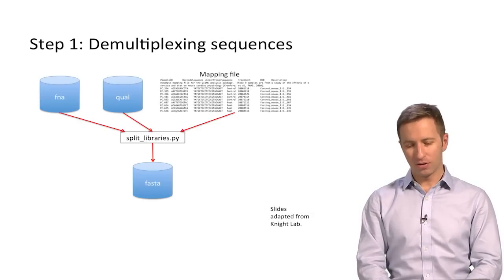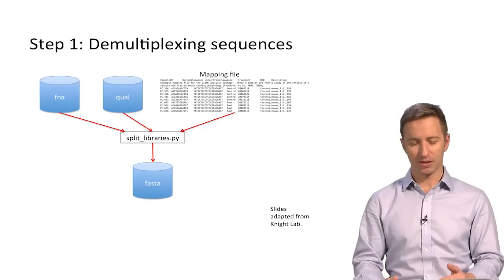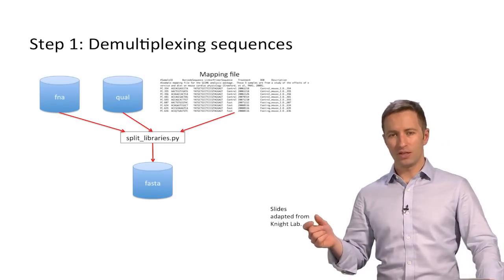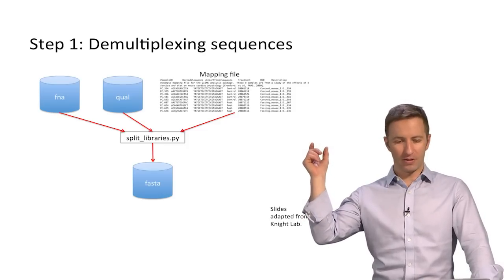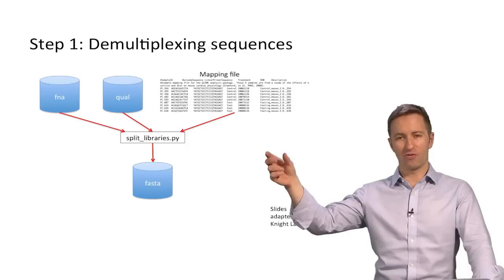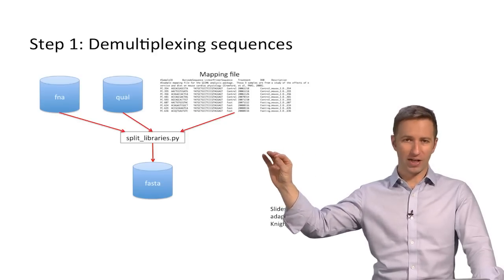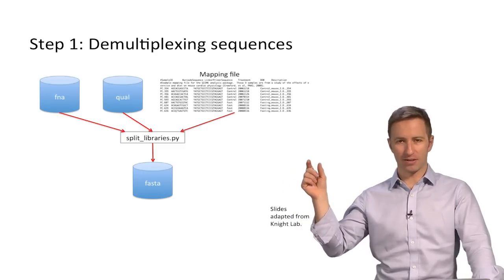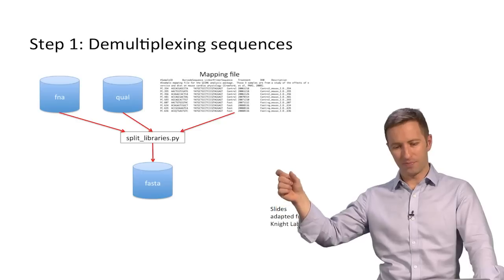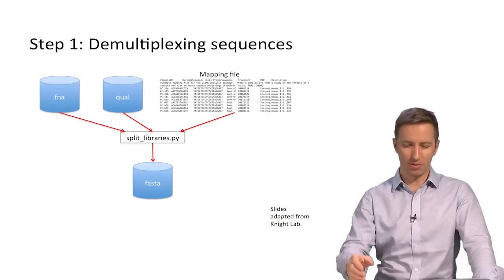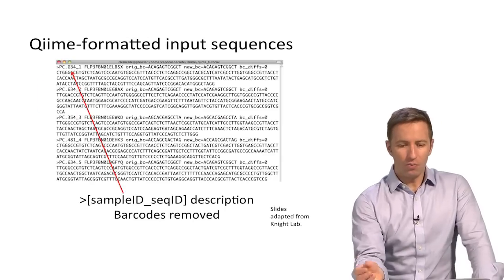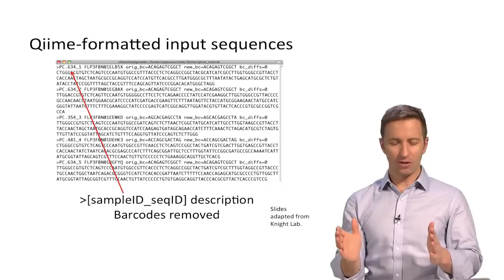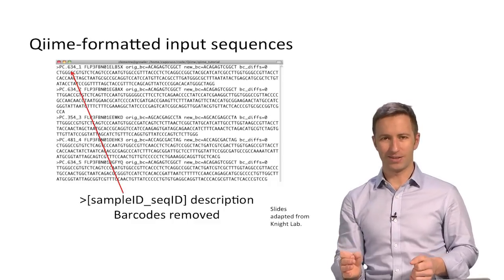Then I'll go into just a little bit more detail about the pre-processing step. When you want to do the demultiplexing, you need to pass in the sequence file in FASTA format, a quality file, or you can use a FASTQ file. And you also need to pass in the mapping file, and that's because it's going to use the sample IDs and the barcodes to do the demultiplexing. The goal of the demultiplexing here is to produce a single sequence file with this exact format.